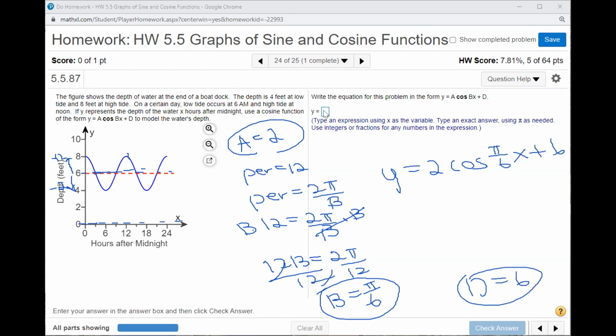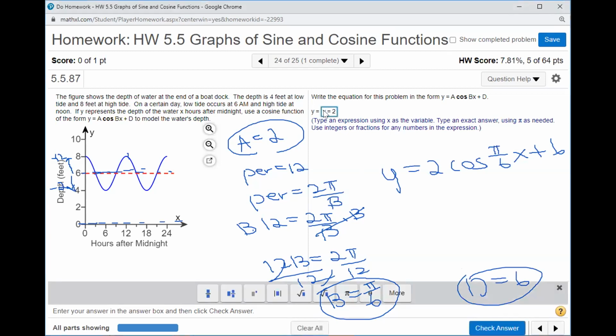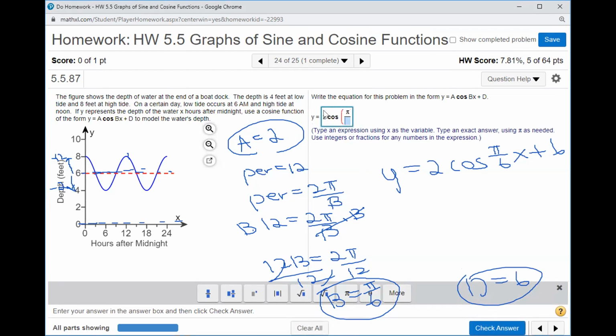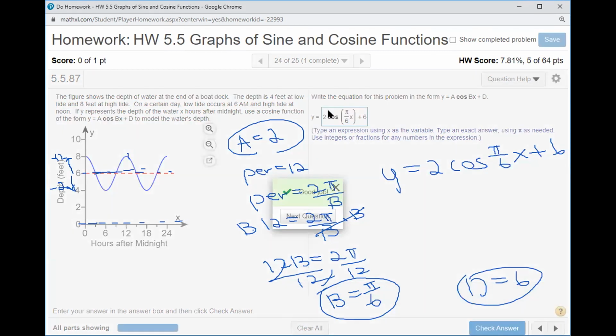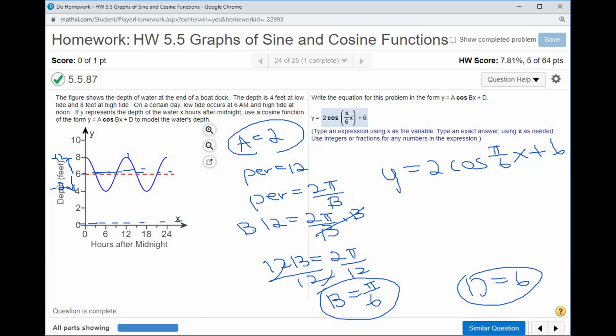We get 2 more tries, right? So y equals is already there. 2 cosine of pi over 6 x plus 6. Okay, so there we go. So that's number 24. Let me just do the last one with you as well.